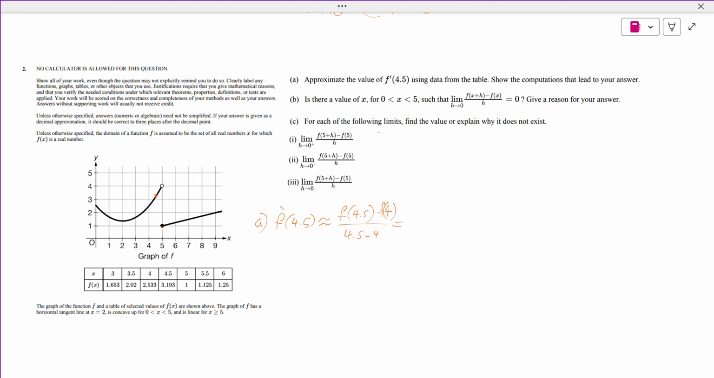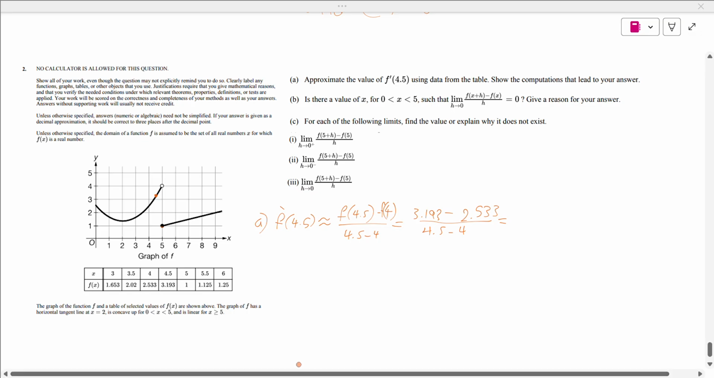Copy the values from the table: 3.193, 2.533 over 4.5 minus 4. Immediately this is equal to 1.320.